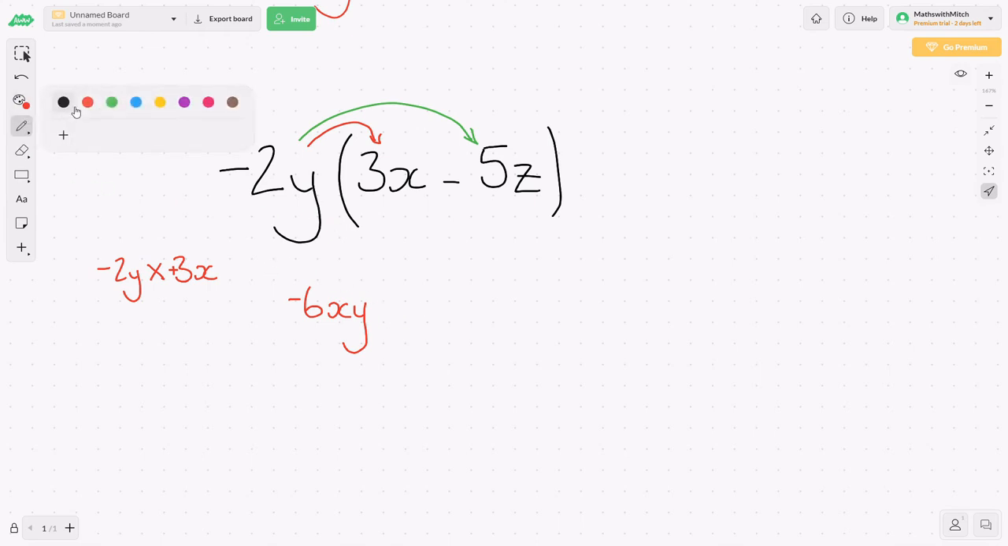And for the next term, we have a negative 2y times minus 5z, remembering you're carrying the negative sign. So do the coefficients first, remembering your rules of arithmetic. Negative times negative gives a positive, so minus 2 times minus 5 is positive 10. And then do your variables, so you have yz. That gives your answer there, minus 6xy plus 10yz. So that's how you're going to manage it if you have a negative term out the front as a factor.